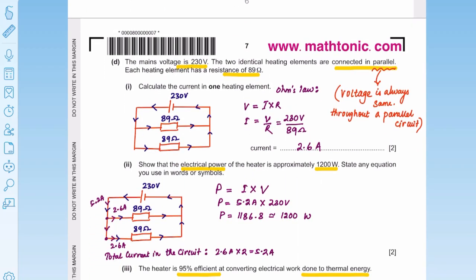Next, question number D. The mains voltage is given as 230 volts. The two identical heating elements are connected in parallel.